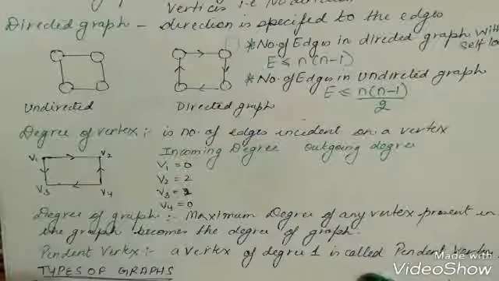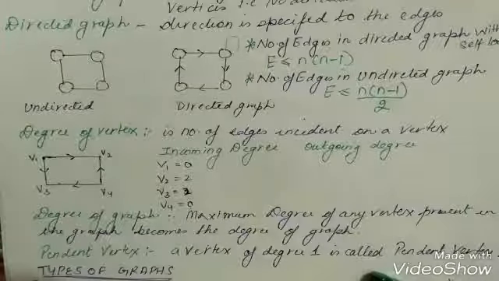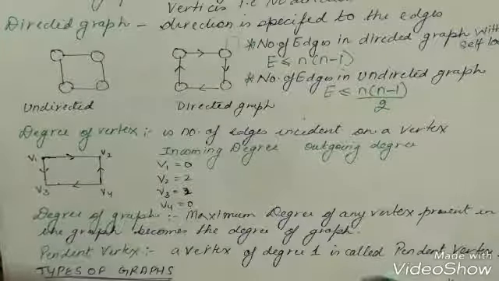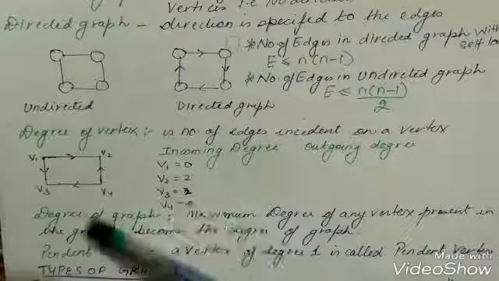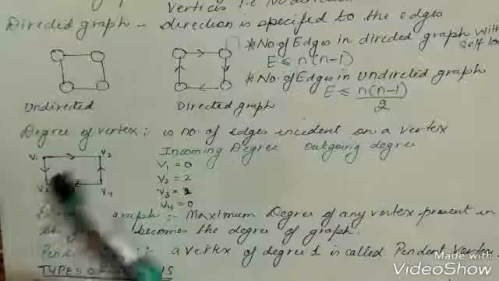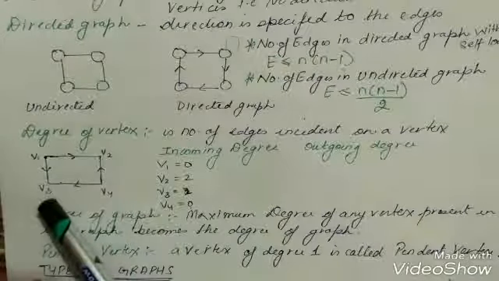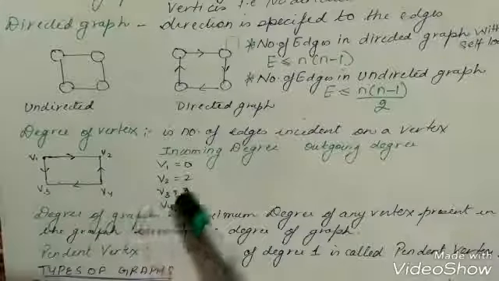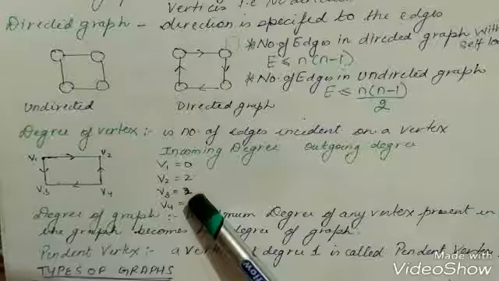So here we can see that for V1 and V4, there are no incoming edges to these nodes. Therefore, the in-degree of V1 and V4 is 0, and in the case of V2 and V3, we can see that two edges are moving into the vertex V2, and similarly V3. So therefore, the in-degree of V2 and V3 is 2.